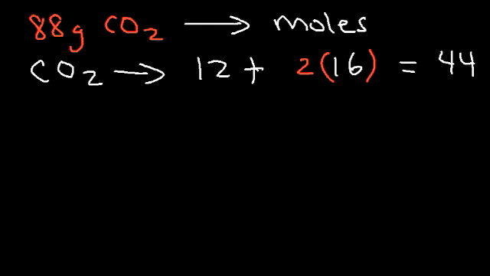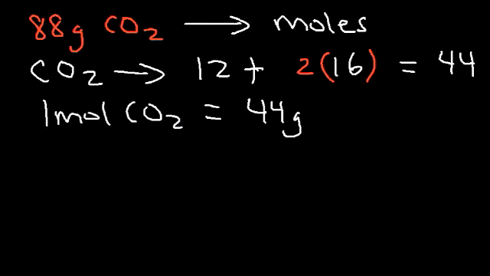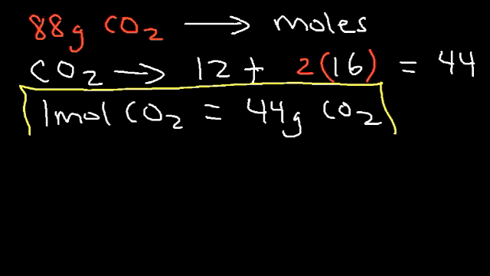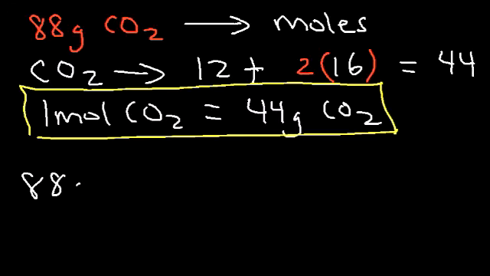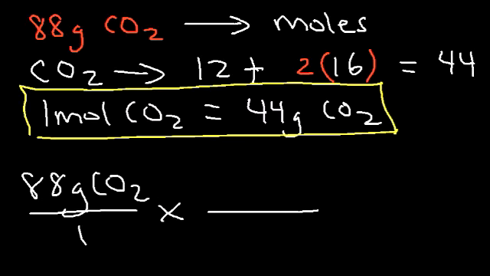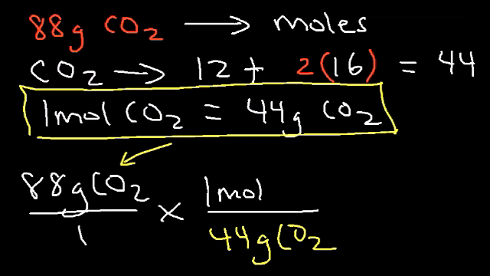So what this means is that 1 mole of carbon dioxide is equal to 44 grams of CO2. So that's our conversion factor. That's going to help us to convert from grams to moles. So now let's start with the grams of carbon dioxide. So we have 88 grams of CO2 over 1. And let's convert it to moles. So because we have grams on the top left, we need grams on the bottom right. So we're going to put 44 grams of CO2 on the bottom and 1 mole of CO2 on top.